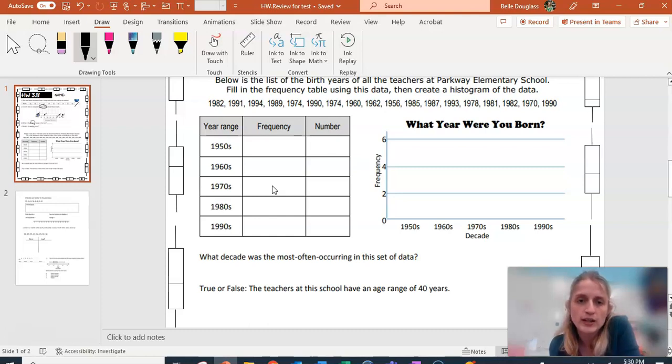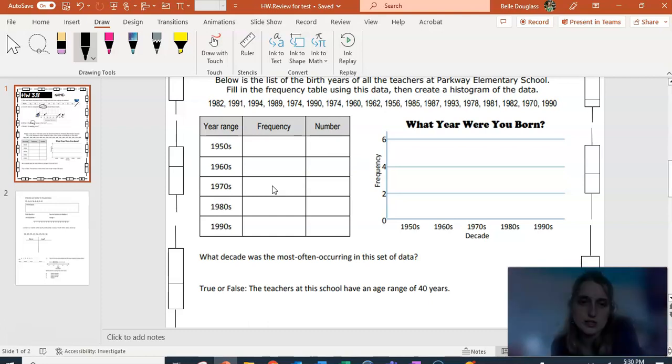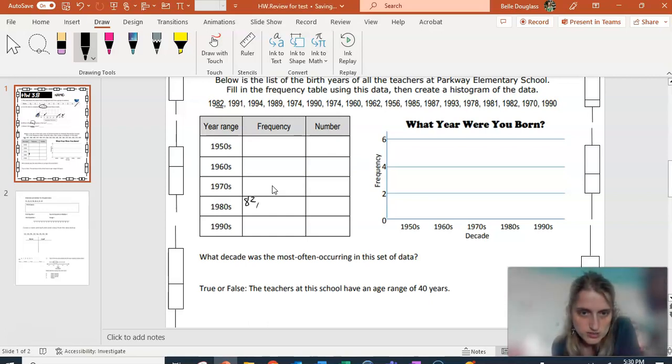So what I'm going to do is, since they all start with 19, I'm just going to write the last two digits. So 82 goes in the 80s. 91 is in the 90s. 94, that's the year I was born. 90s. 89 goes in the 80s.